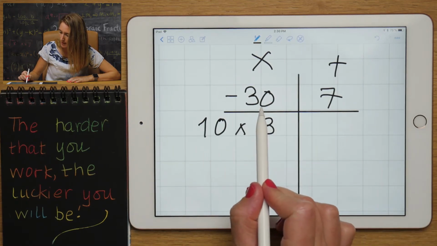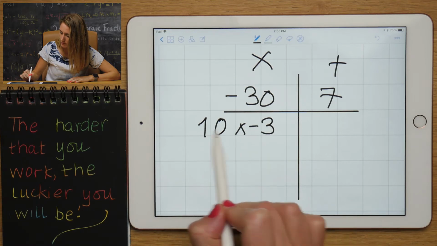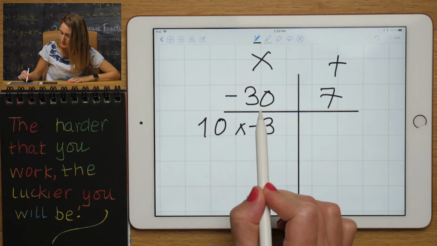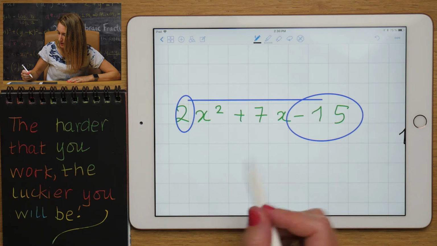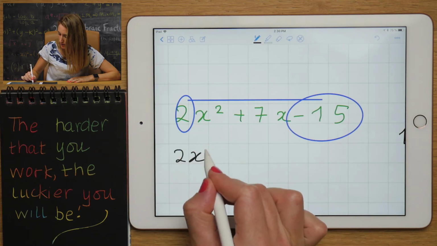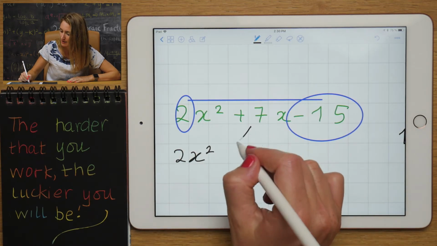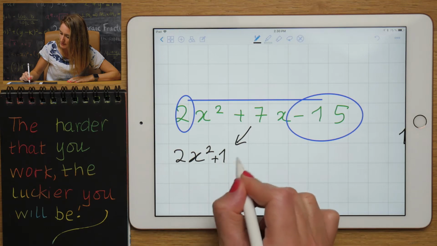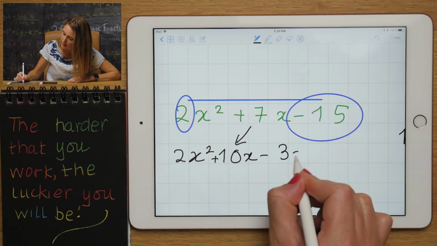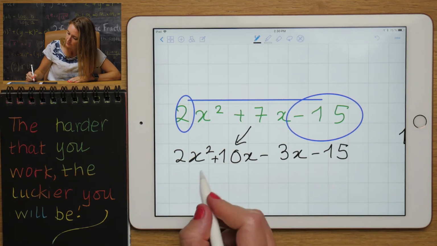And I'm going to put the minus on the 3. So 10 minus 3 will be 7. 10 times minus 3 will be minus 30. So I feel like we had one really similar last key skill. So that will be plus 10x minus 3x minus 15.